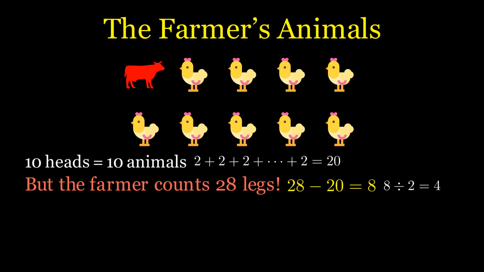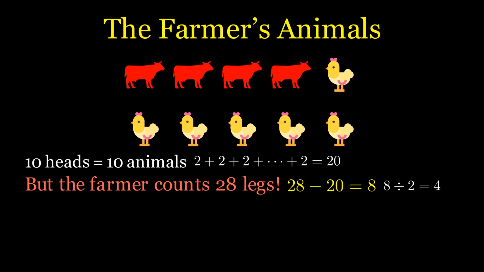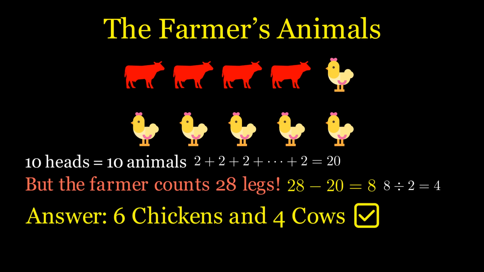We need 8 extra legs. Each chicken turned into a cow adds 2 legs. To get 8 extra legs, we need 4 cows. That means the farmer has 6 chickens and 4 cows. Problem solved.